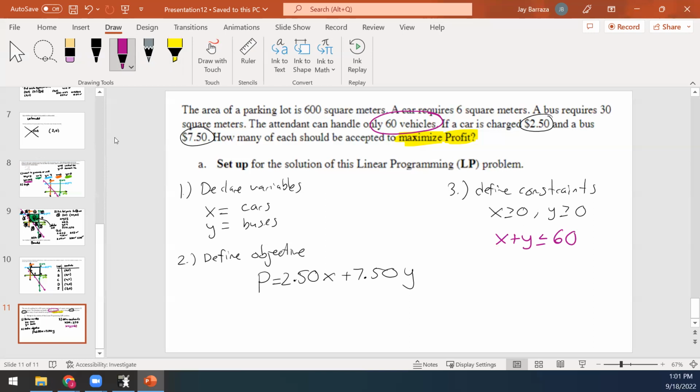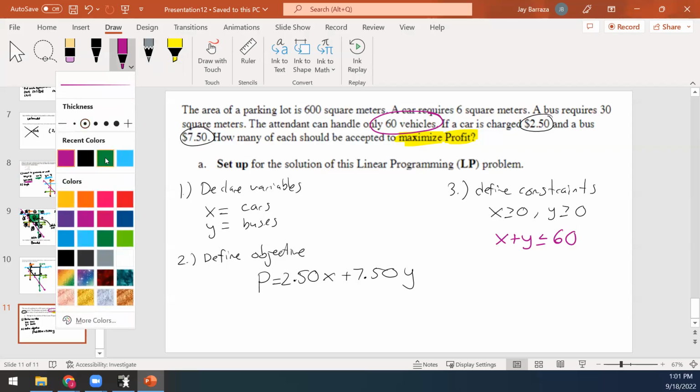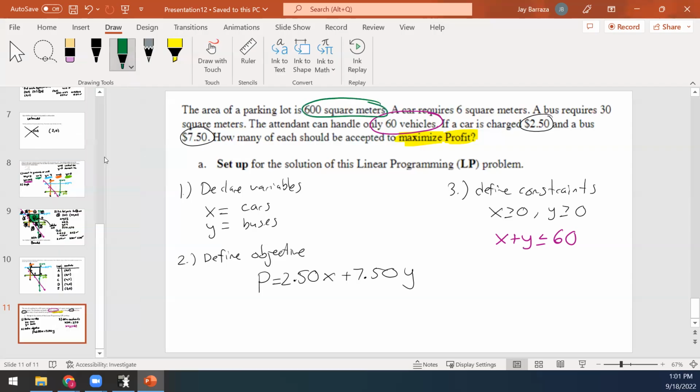Okay. Then they say each vehicle takes up a certain amount of space. So I only have 600 square meters. A car requires 6 and a bus requires 30. So I'm going to do 6 for each car plus 30 for each bus, and that has to be less than or equal to 600. Are there any questions on that?